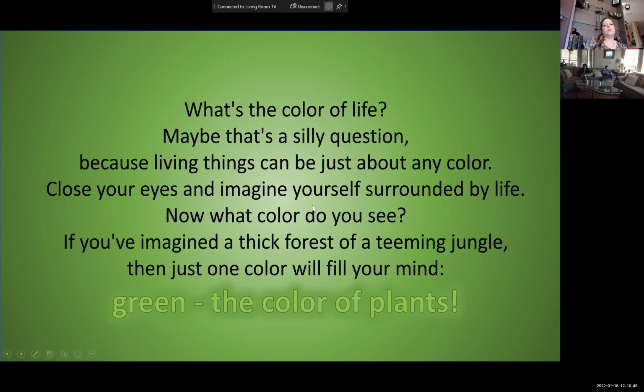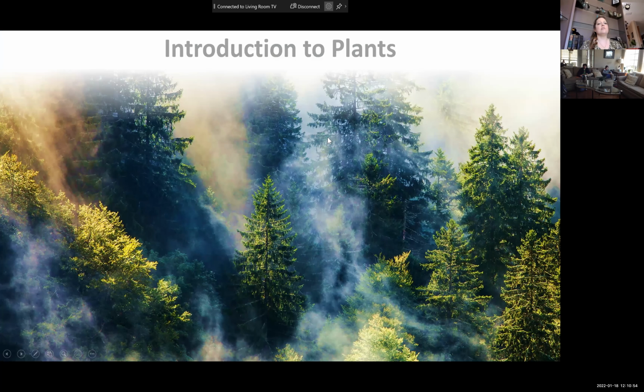Green. And it can also be rebirth and hope. All right, so introduction to plants.